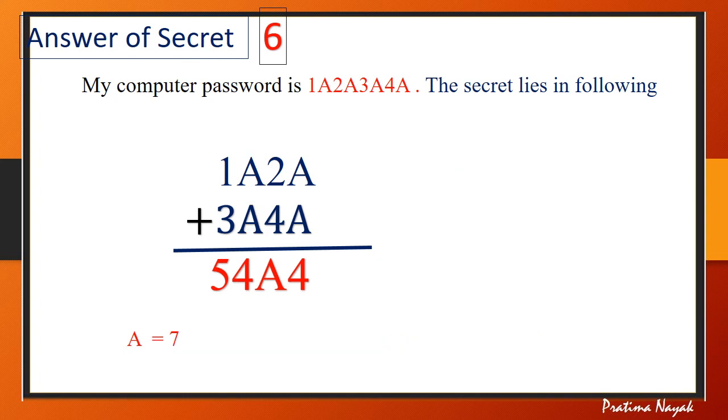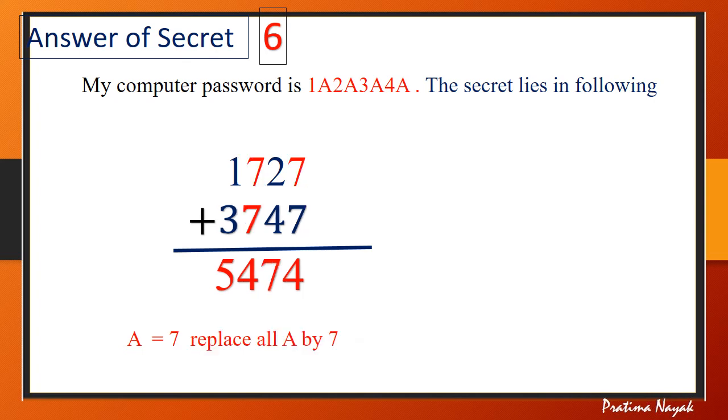So what do we have to put? We have to put 7. So replace all A with 7. So what will it become? 17, 27, 37, 47. Now check whether you are getting 5474. Yes, we are getting it. So the answer is correct. Then what is the value of A? The value of A is 7. So the answer is 17273747.